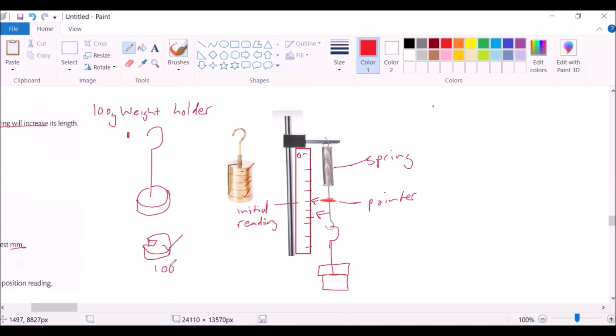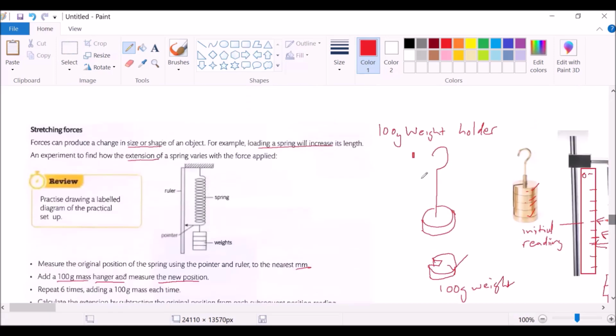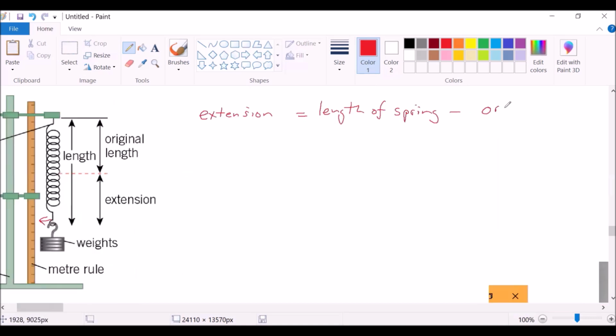Then we load a 100-gram weight. The pointer should move down and a new reading should be taken. Then we load the second weight. The spring should stretch and we get our third reading. We repeat that up to the 6th weight to get our 7th reading. Now for each weight added, starting with the 100-gram weight holder, we should calculate the resulting extension, which is equal to the length of the spring minus the original length.